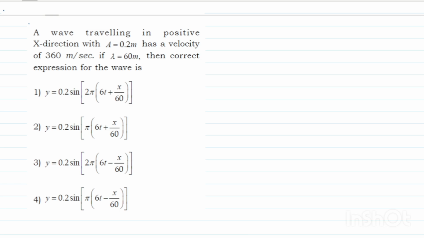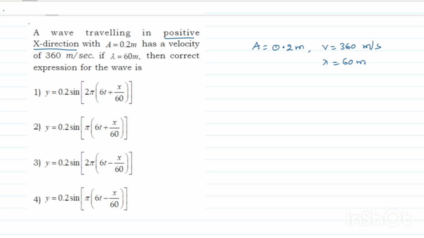Here the amplitude is given as 0.2 meter, its velocity is given as 360 meter per second, and the wavelength is given as 60 meter. The correct expression represents the wave they are asking. Here the wave is traveling along the positive x direction, which means you can write it as y equals a sin(omega t minus kx).